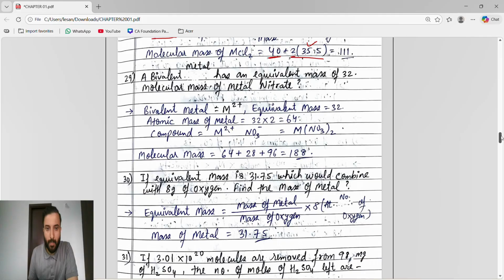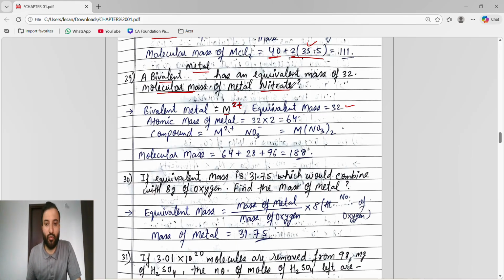Now next, see, a bivalent metal. Again they said bivalent metal, so it means M2+. I will take the metal as M. Bivalent indicates the valency, bi means 2, so the valency is 2, and metal has a tendency to lose electrons, so M2+. It has an equivalent mass of 32. We have to find the molecular mass of the metal nitrate.